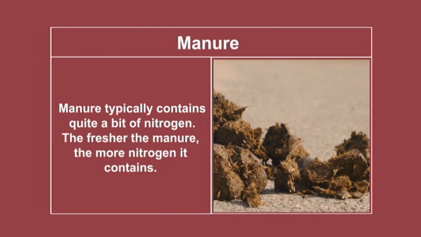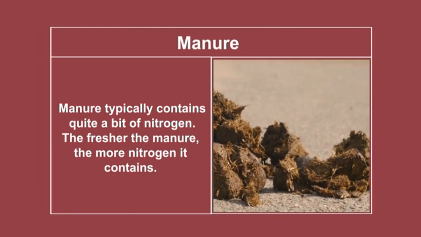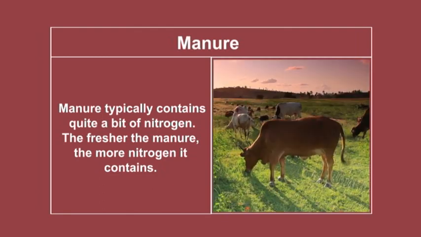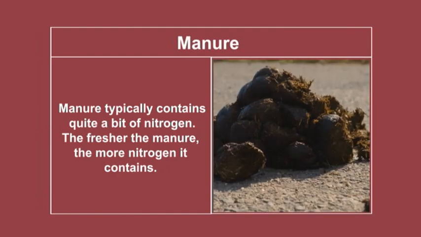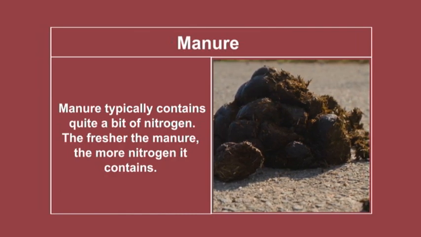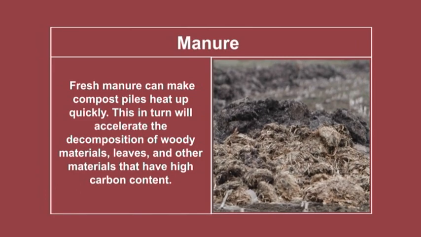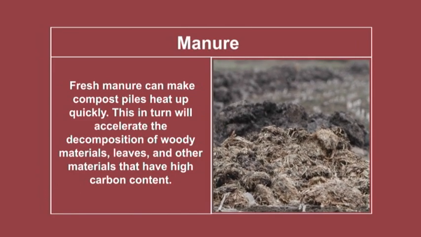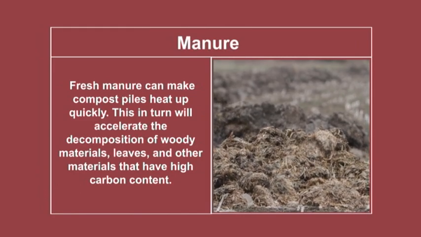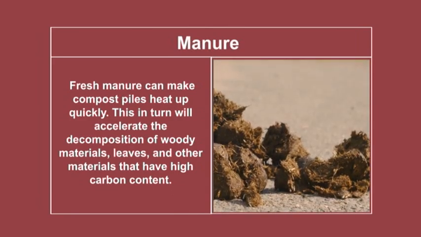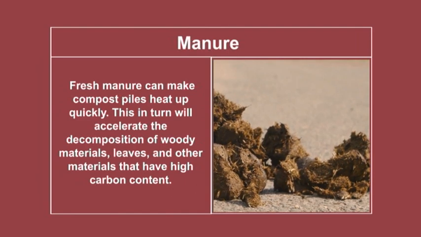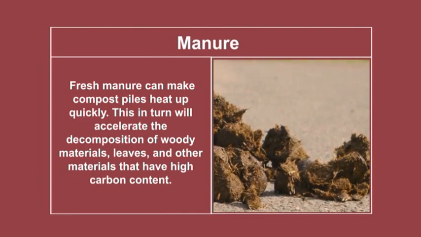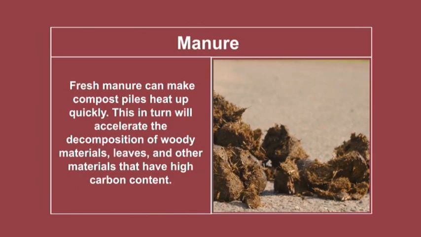Manure. Horse, cow, sheep, and poultry manure are often available for free from local ranches, farms, and stables. Manure typically contains quite a bit of nitrogen. The fresher the manure, the more nitrogen it contains. Some manure, however, may contain weed seeds, which may be quite difficult to decompose. Fresh manure can make compost piles heat up quickly. This in turn will accelerate the decomposition of woody materials, leaves, and other materials that have high carbon content.